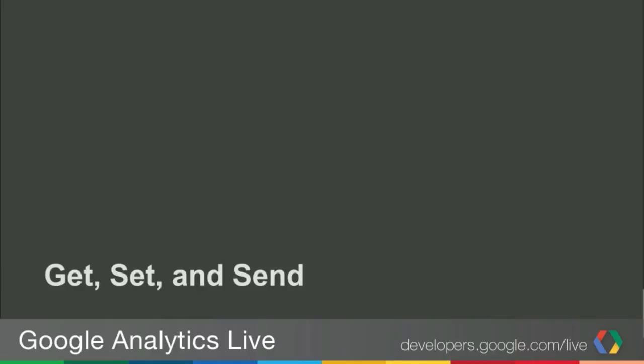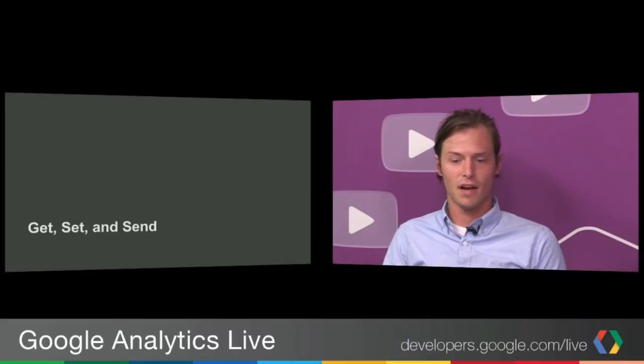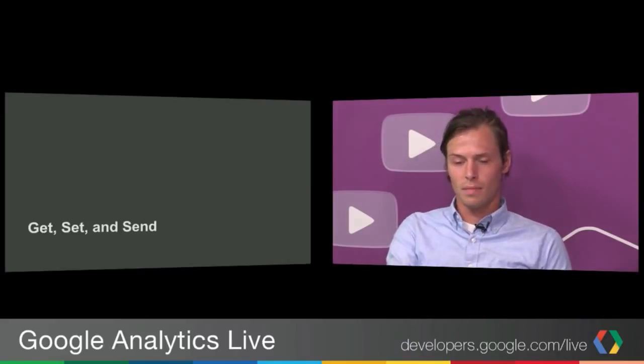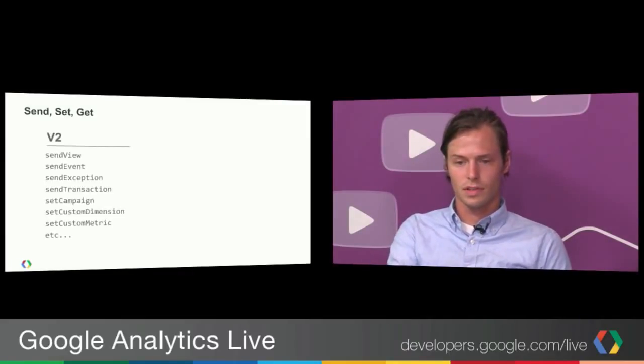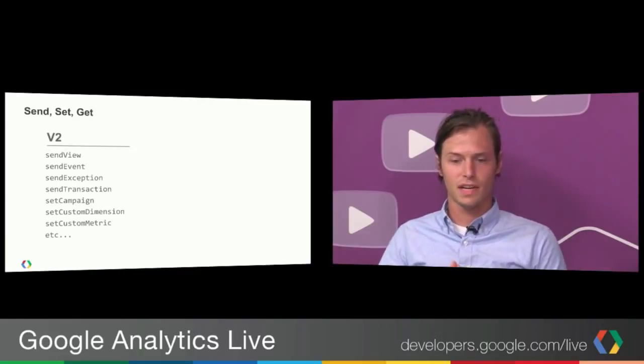Cool, so now that we've gone through an overview of what's new, let's get more into the meat of V3. A lot of that is going to be around using these get, set, and send methods and understanding how those work. So let's start with a quick overview. Jim, can you give us an understanding of what the change is from V2?